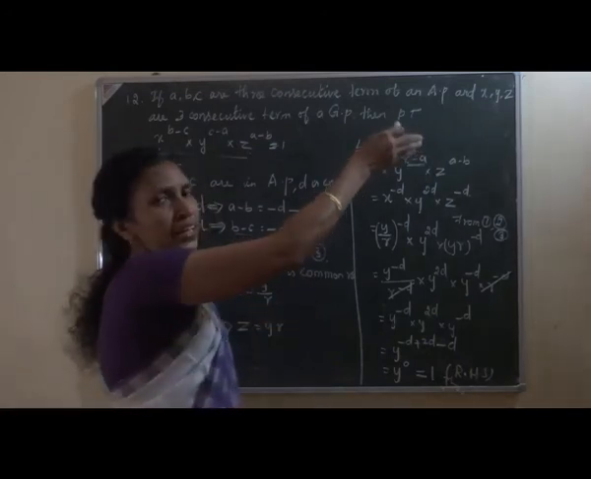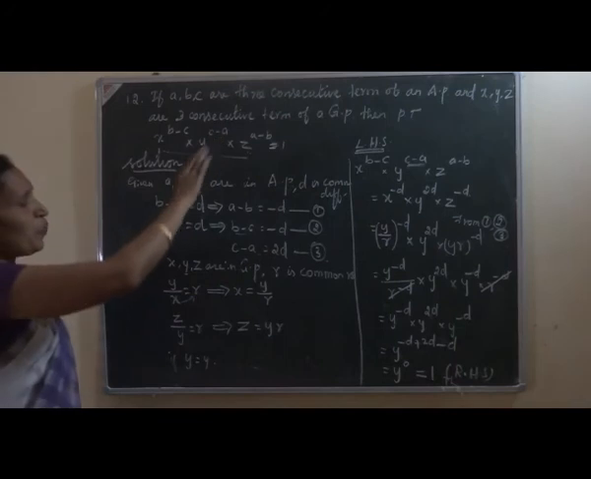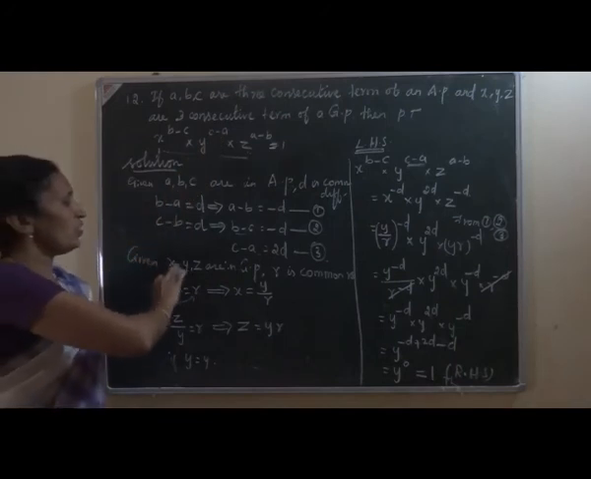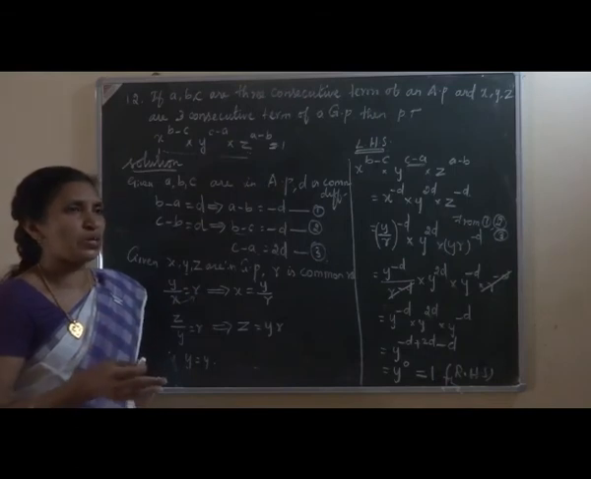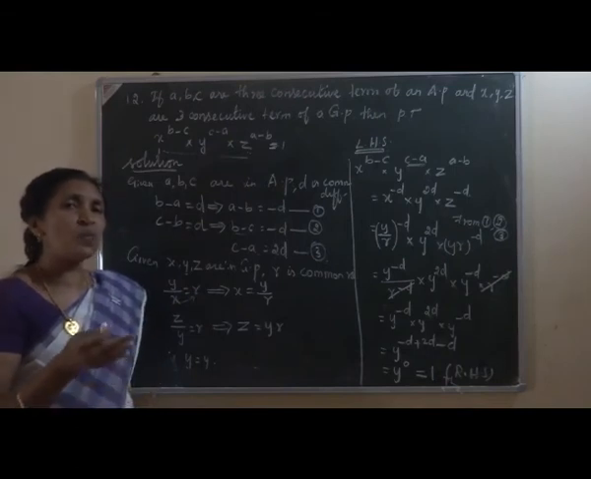x, y, z are in geometric progression. So for a geometric progression, at once you have to remember the common ratio. What is the common ratio? Second term divided by first term is r.